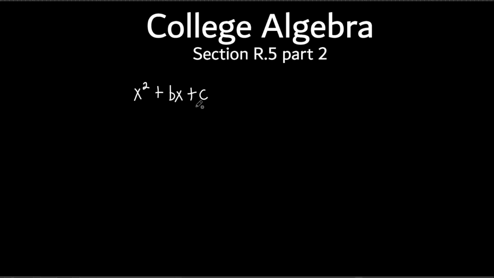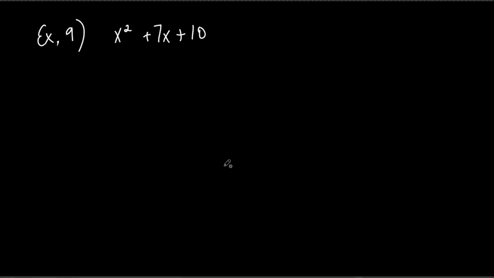Actually, before we do that, let's just do the example. So this is the example. If you look in the book, it's actually example 9 because it's a continuation of R5. So let's take a look. Write this down: x squared plus 7x plus 10. You may remember this. You probably did this in Algebra 1, and I'm sure you did it in Algebra 2. But we're going to do it again from here. I'm not going to assume that you know how to do this already. I'm just going to teach this from scratch.